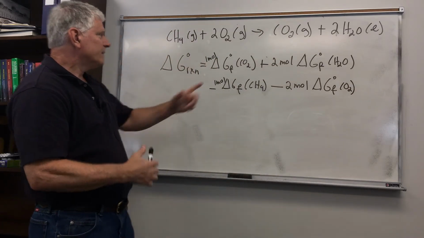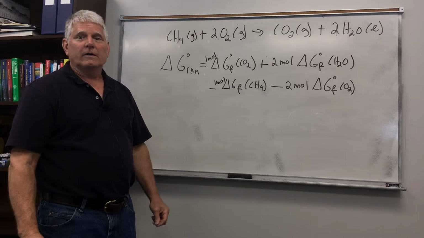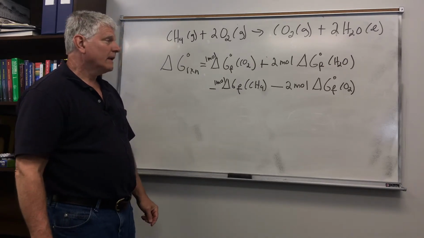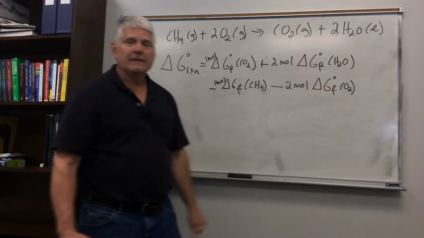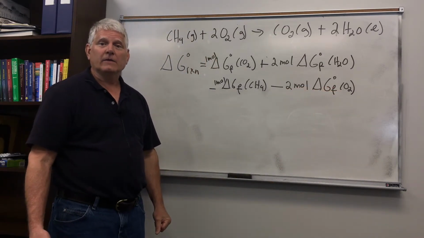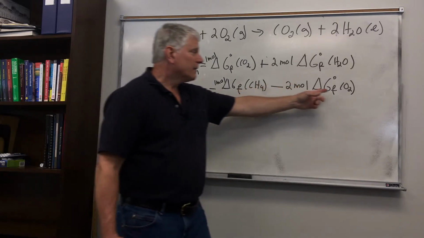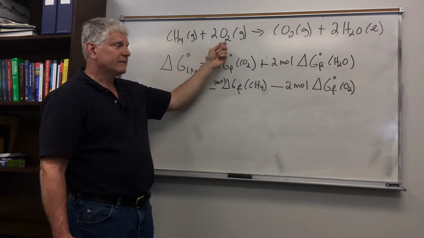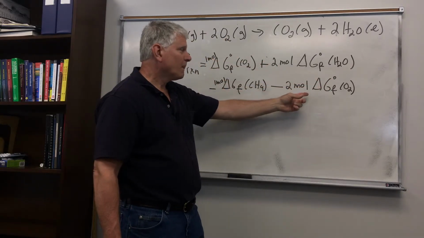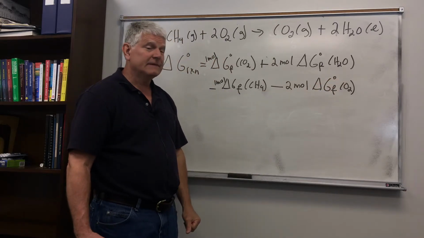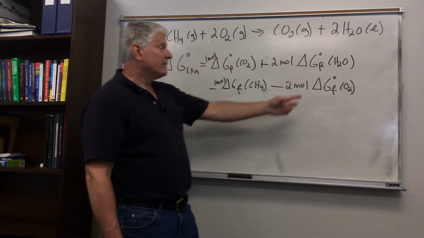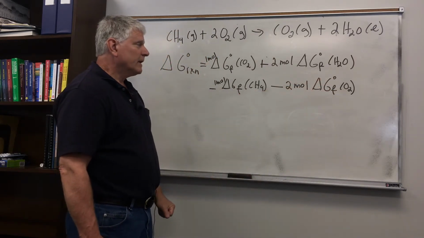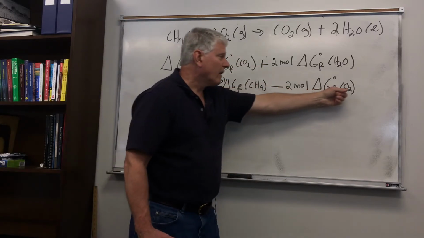Now, these delta G formations are a relative scale, and we define the 0 point as the elements in their standard state and most stable form. So oxygen, O2, is an element that's in its most stable form, O2, in its standard state, meaning 1 atmosphere pressure. We define delta G as being 0 for the formation of an element in its most stable form at standard state, 1 atmosphere. And so the delta G formation of oxygen would be 0.